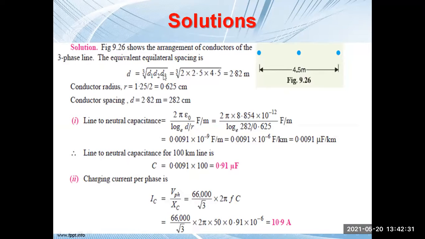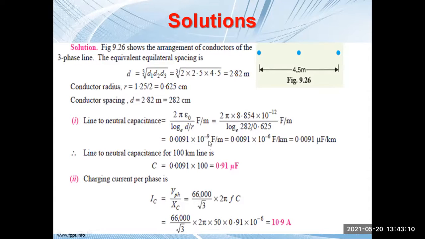So now what has to be done? You have to calculate the equivalent spacing of this conductor. How to calculate the equivalent spacing? That is the cube root of d1, d2, d3, because we have to take all distances, and we have taken 3 distances. So we have to calculate the cube root of that. We get 2.82 meter, and this will be 282 centimeter. So now we'll apply this formula. We'll substitute the value of epsilon, the d value is 282 and your r value is 0.625 centimeter. So from here you will be able to calculate this value.